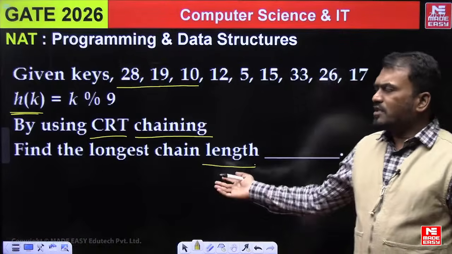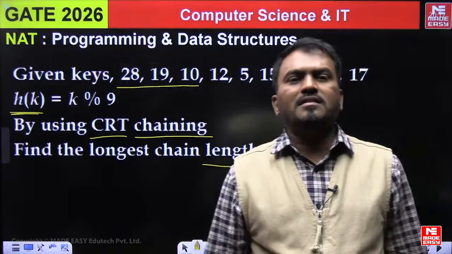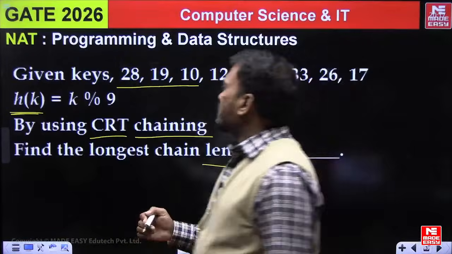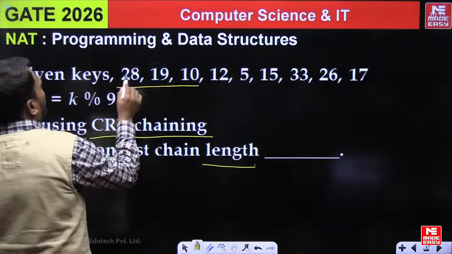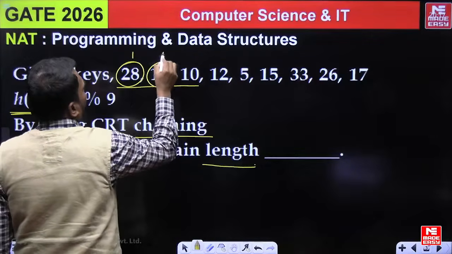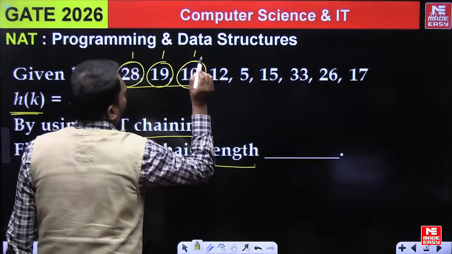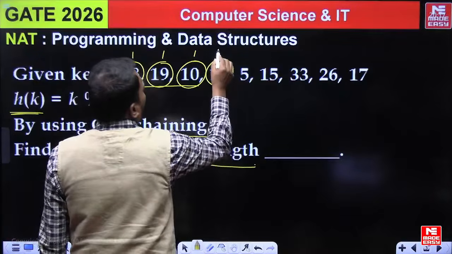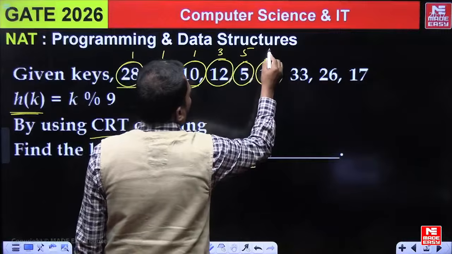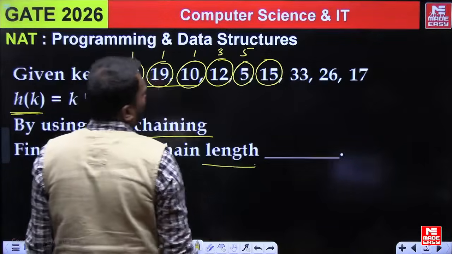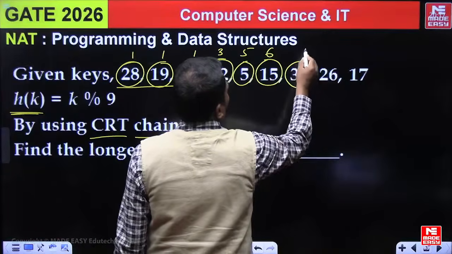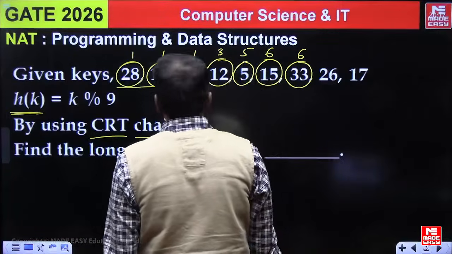This question is a basic question from hashing. It is just asking what longest chain length is possible. You just find out key mod 9. So 28 mod 9 is 1, 19 mod 9 is 1, 10 mod 9 is 1. 12 mod 9 is 3, and 5 mod 9 is 5. 15 mod 9, how much is 15 mod 9? It is 6. 33 mod 9, right, 6.